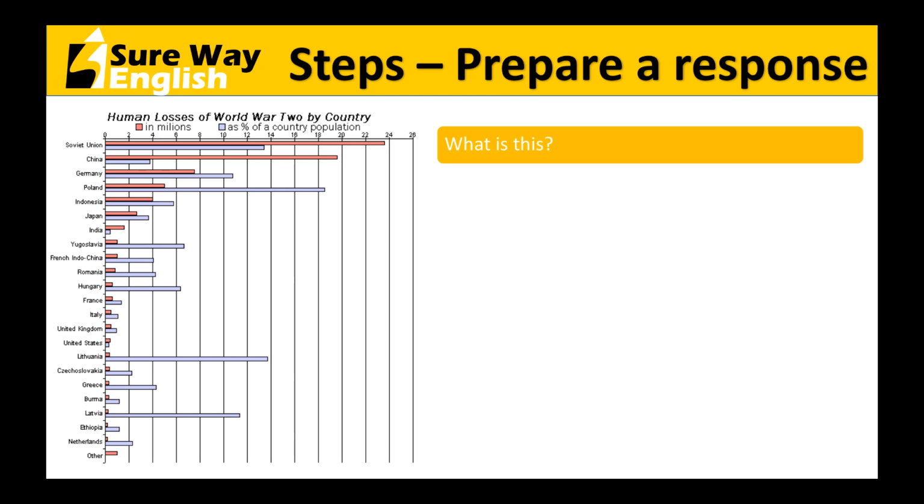The first question to answer is, what is this? Is this a graph? Is this a picture? Is this a diagram? So just answering that intuitively, you'll immediately know and you will automatically answer this. So that will give you your opening sentence that this picture or this diagram or this graph represents. Next, try to identify what is the main theme. So now here the main theme is human losses of World War II by country. Now this main theme will again help you build your overview, build your opening sentence.